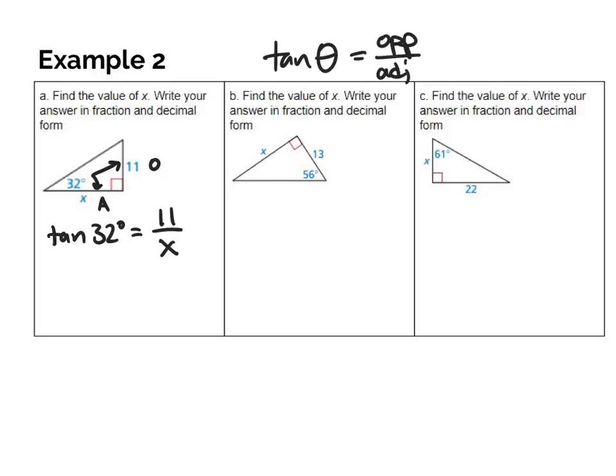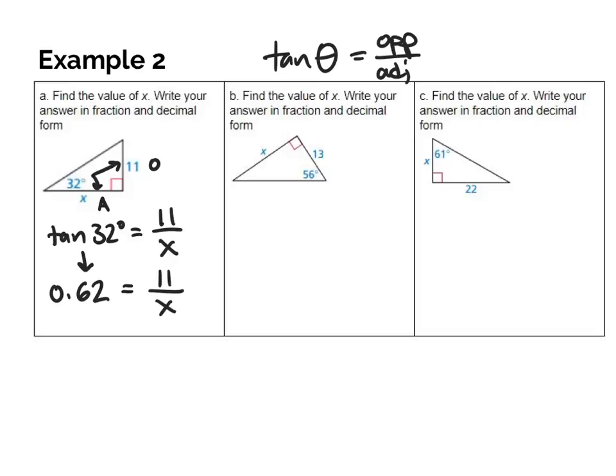And again, our calculators are designed so that when you're using sine, cosine, or tangent, given the angle, they give you that percent. So if you were to plug this into your calculator, you're going to get about 0.62. Think of that as about 62%. Now, in this case, it's saying that the opposite side is 62% of the adjacent side.